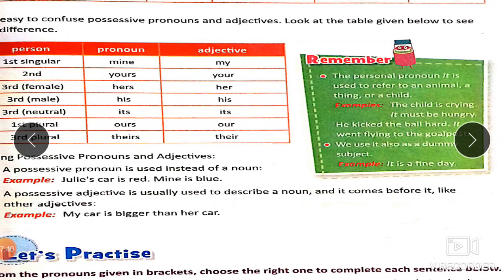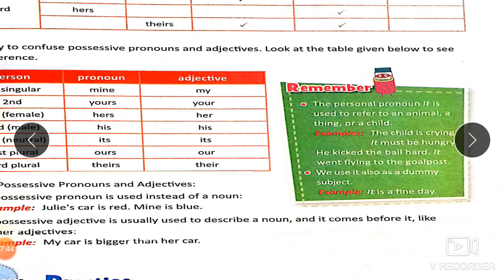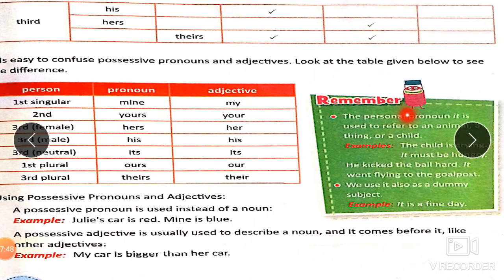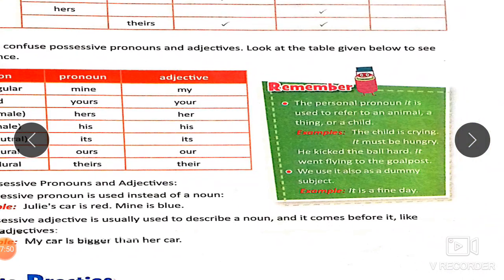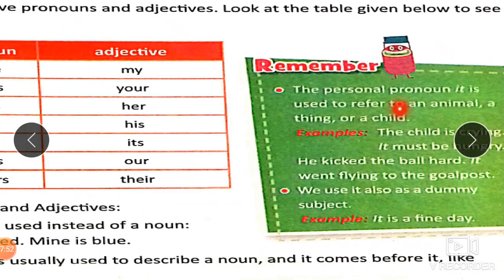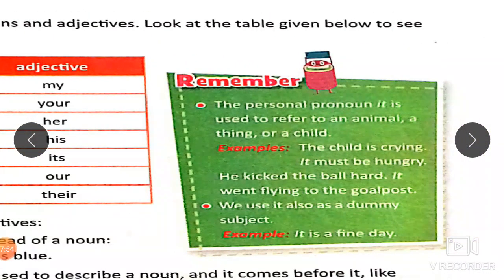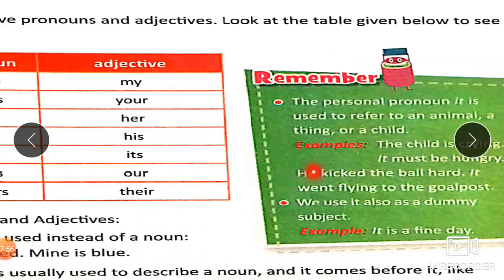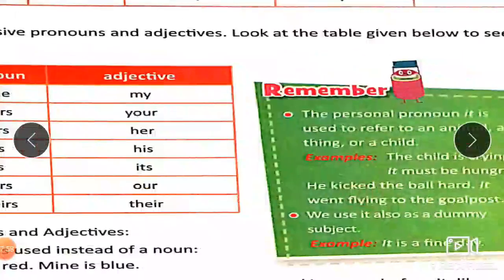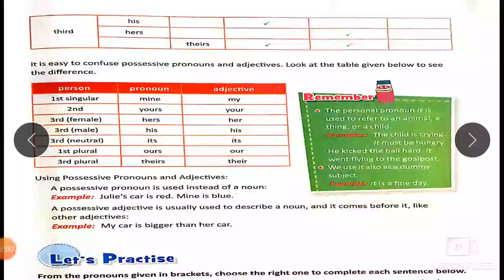These are all concepts. Now look at this green box, children. Remember, here the personal pronoun it is used to refer to an animal, a thing or a child. The child is crying, it must be hungry. He kicked the ball hard, it went flying to the goalpost. We use it also as a dummy subject.